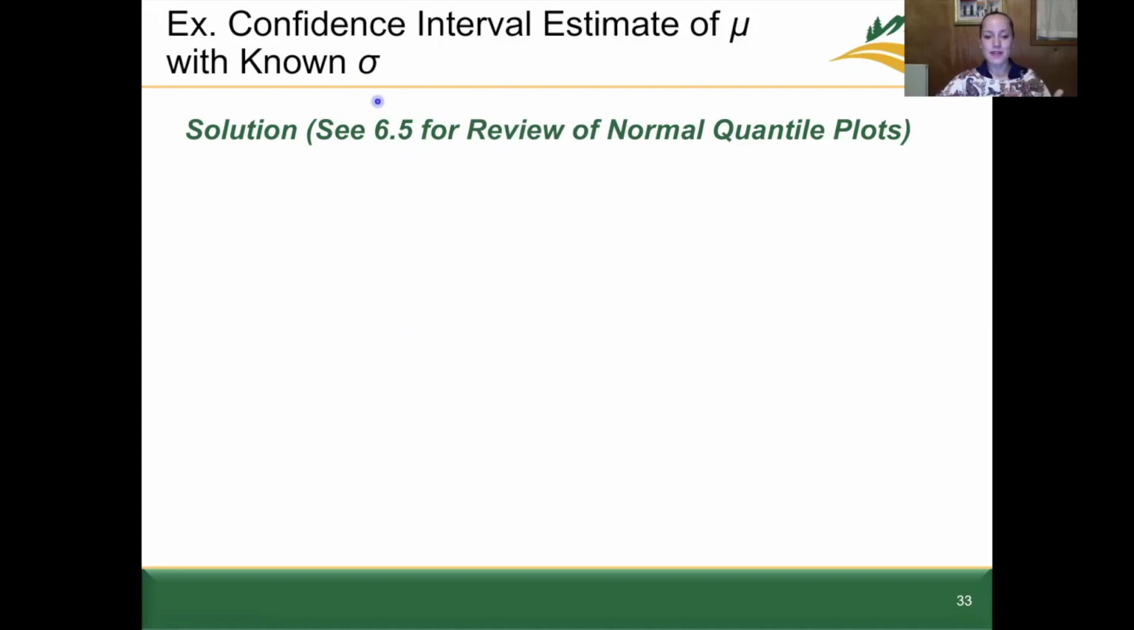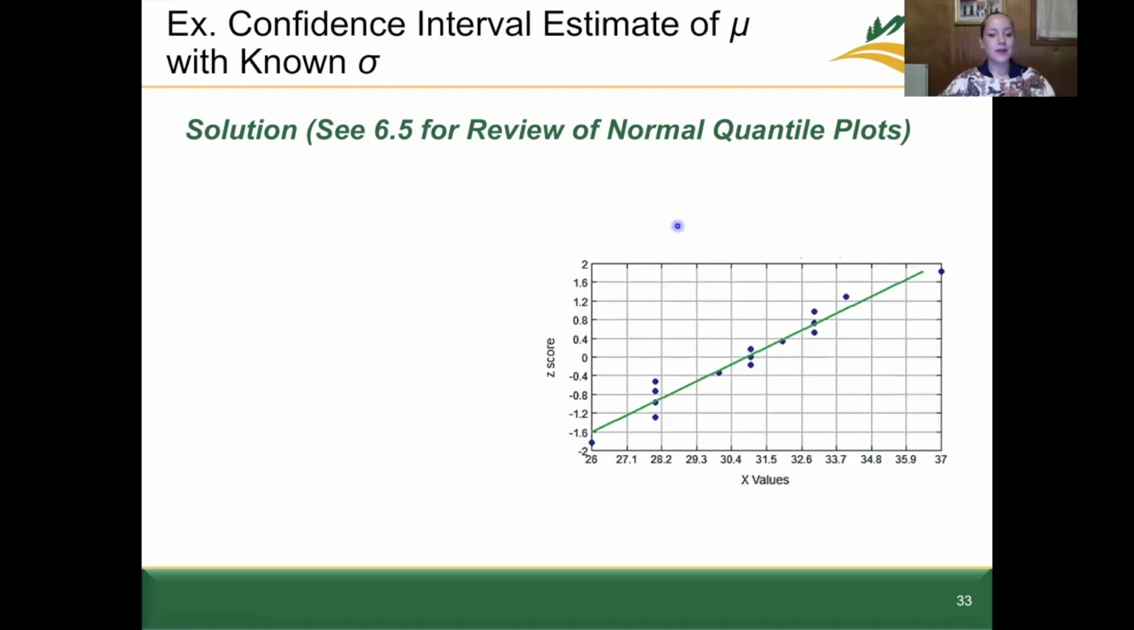In 6.5 specifically, we made these normal quantile plots, and we analyzed the normal quantile plots for normality. If we were not given a normal quantile plot, we'd have to construct one, and we go through that in 6.5. So for a refresher on making normal quantile plots, we can go back to 6.5. Let's say we were given this, or we constructed this.